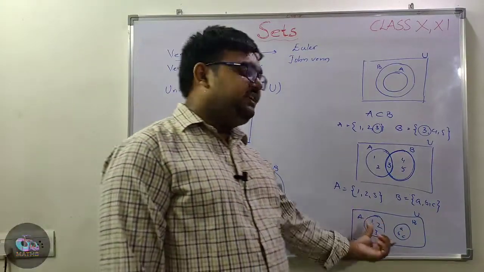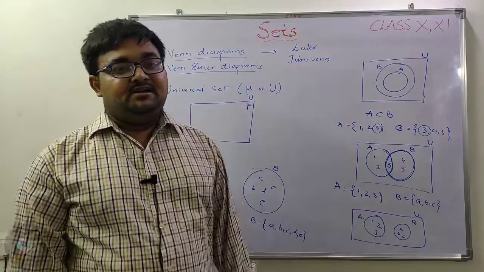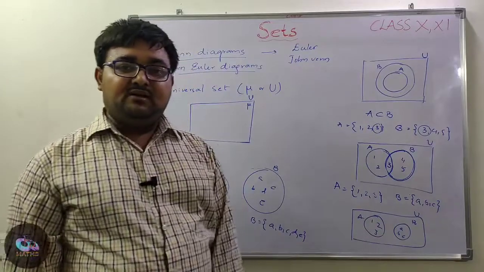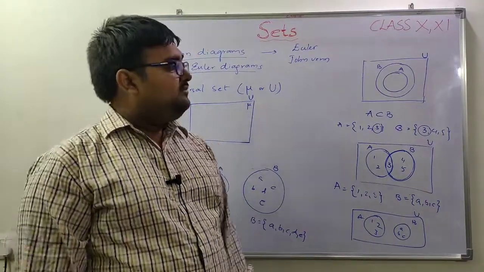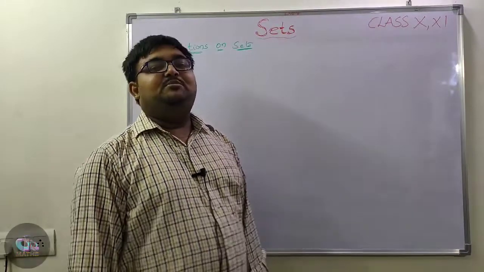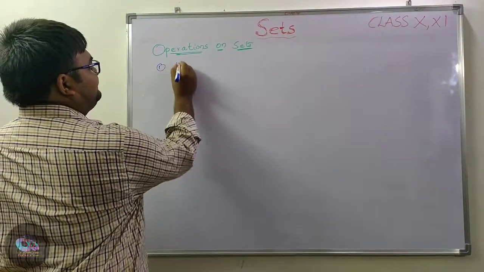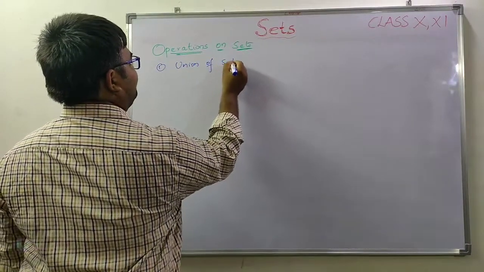So there is no joining, right? So that's why we are calling them as disjoint sets. So these are the 3 possibilities which we have in Venn diagrams when 2 sets are taken. So let us see operations on sets. So first basic operation of sets is nothing but union of sets.